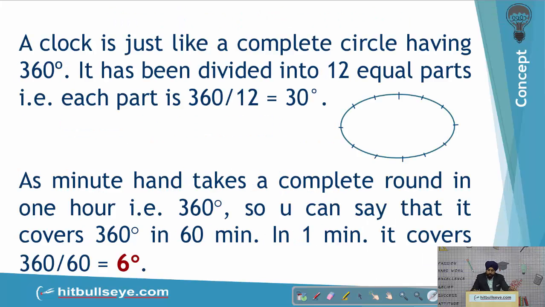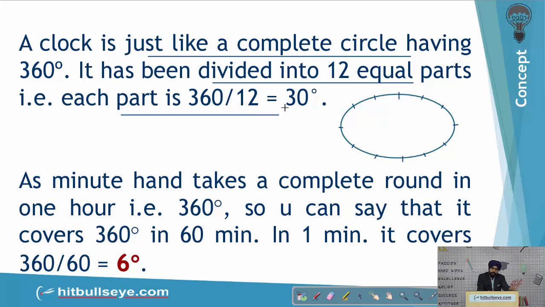Now a clock is just like a complete circle and it has 360 degrees. Now it has been divided into 12 equal parts, so you can see each part is 30 degrees. So the spaces we call 12 o'clock, 1 o'clock, 2 o'clock, 3 o'clock, each part is worth 30 degrees. So 12 parts make 360, which makes a complete circle or a clock.